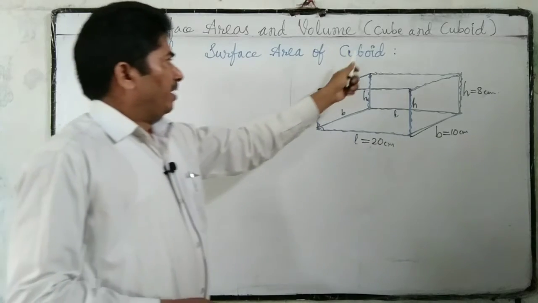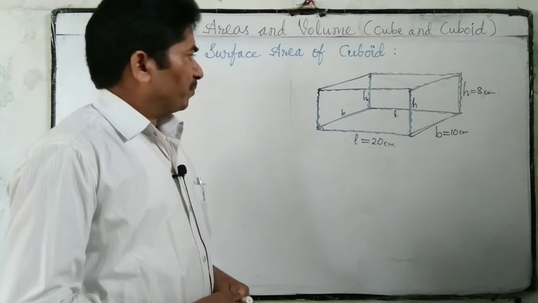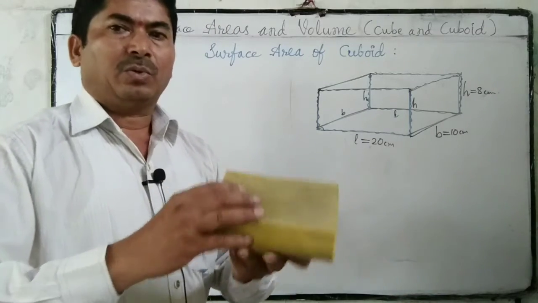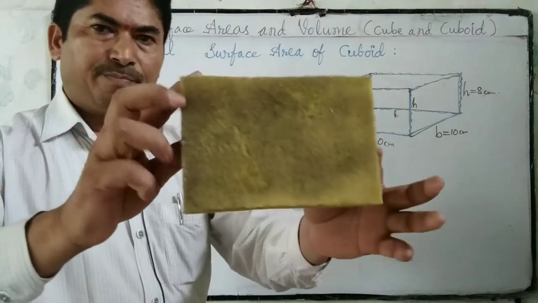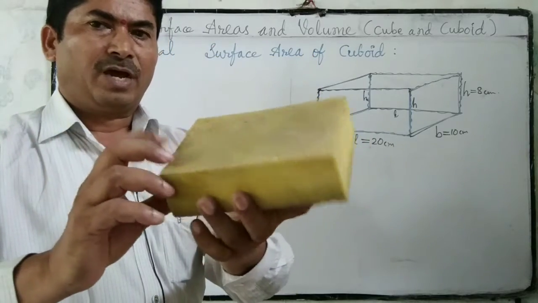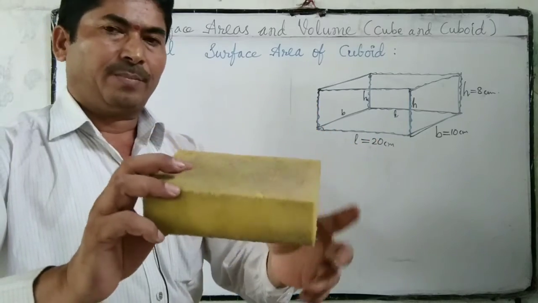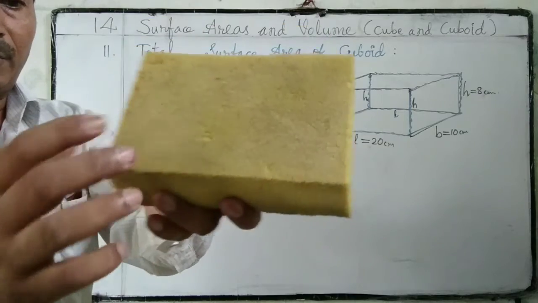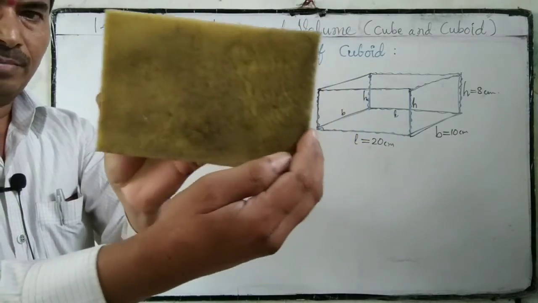Total surface area of a cuboid. To find the total surface area, we have to add bottom and top to the lateral surface areas. So this is the bottom, this is the top. We have to add these two, bottom and top. So we know the area of this top, length into breadth. So this is also the same area.